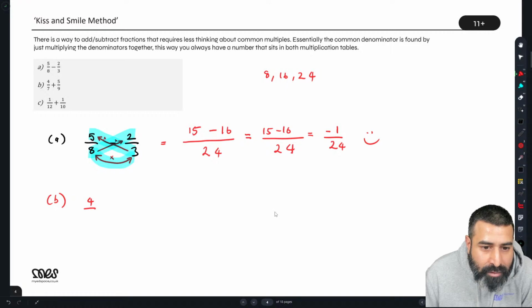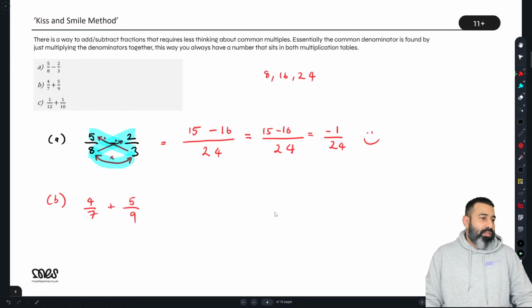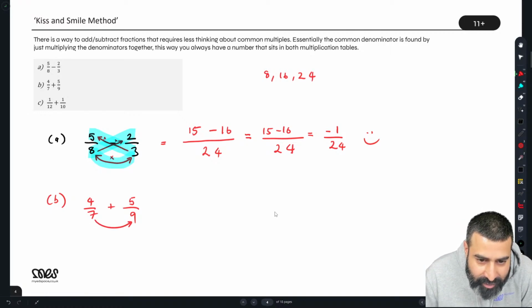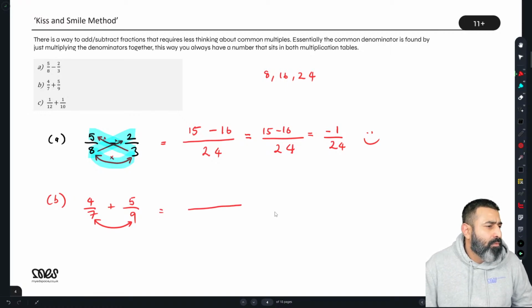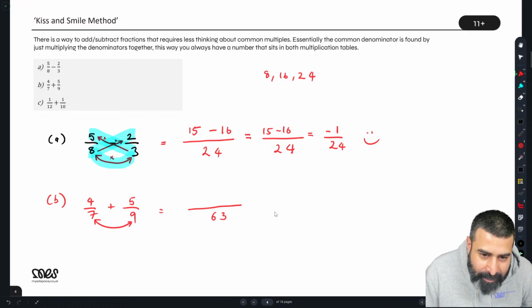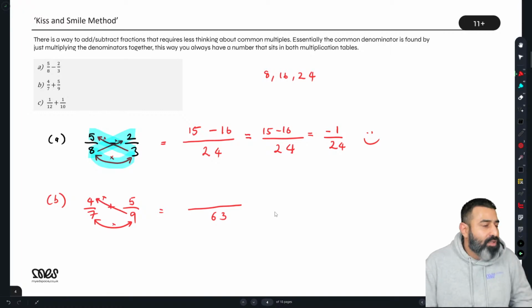4 over 7 plus 5 over 9. Let's use the kiss and smile method. If you want to call it another method, that's absolutely fine. It's just a name. Okay. So let's start by multiplying the denominators. When you multiply the denominators, what's 7 times 9? So what's 7 times 9? Yep, absolutely, it is 63. Okay, so now we're going to do 9 times 4. So what's 4 nines?